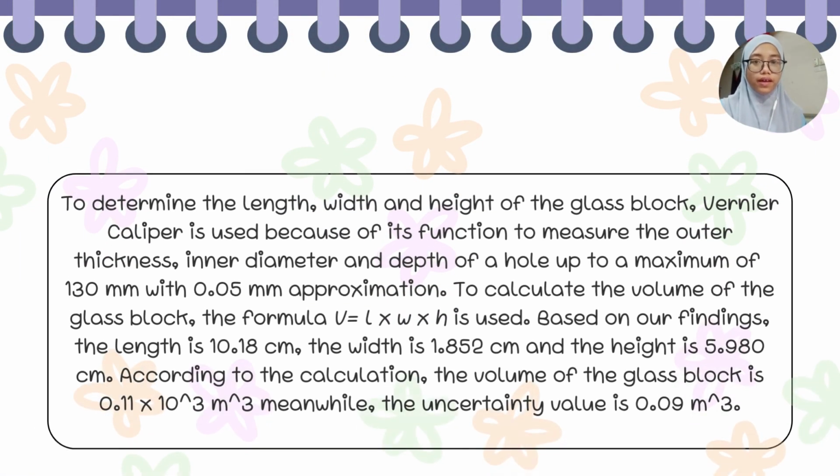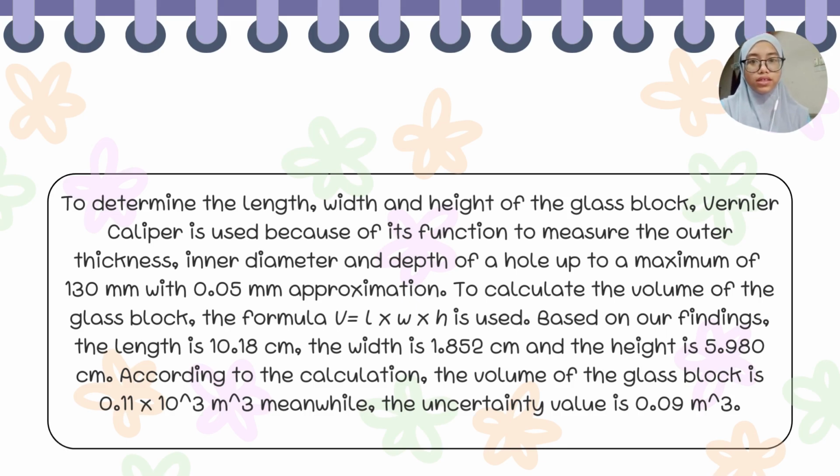To determine the length, width, and height of the glass block, a vernier caliper is used because of its function to measure the outer thickness, inner diameter, and depth of a hole up to a maximum of 130 mm with 0.05 mm approximation. To calculate the volume of the glass block, the formula V equals length times width times height is used.